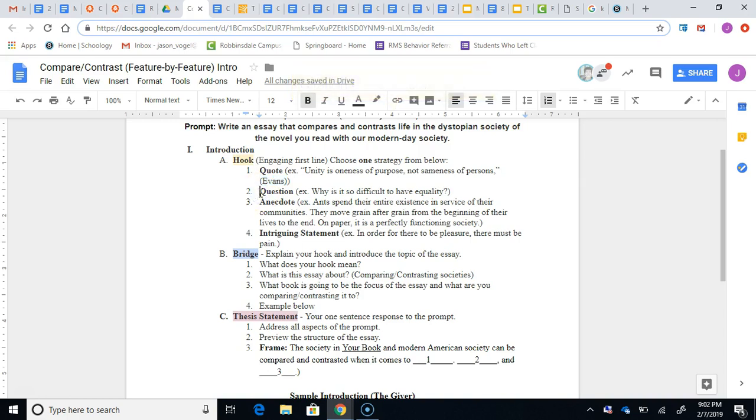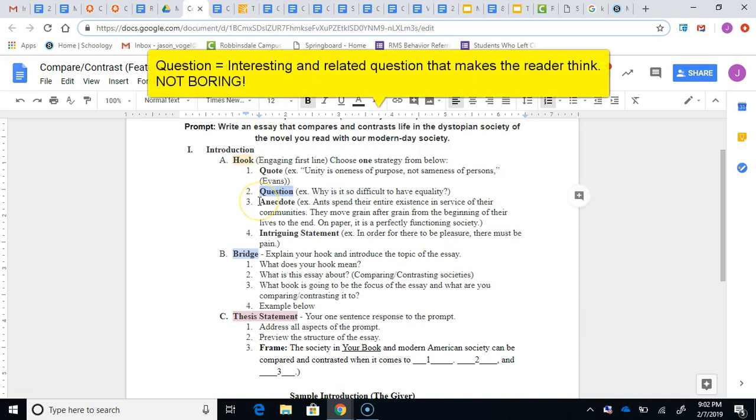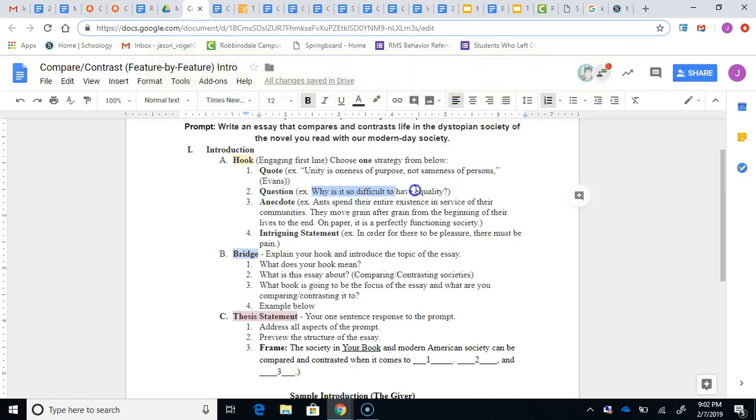The next option is to start with a question. If you're going to start with a question, it should be both interesting and related to your topic. One good question to start with might be, why is it so difficult to have equality? This is something that should get the reader thinking right off the bat.